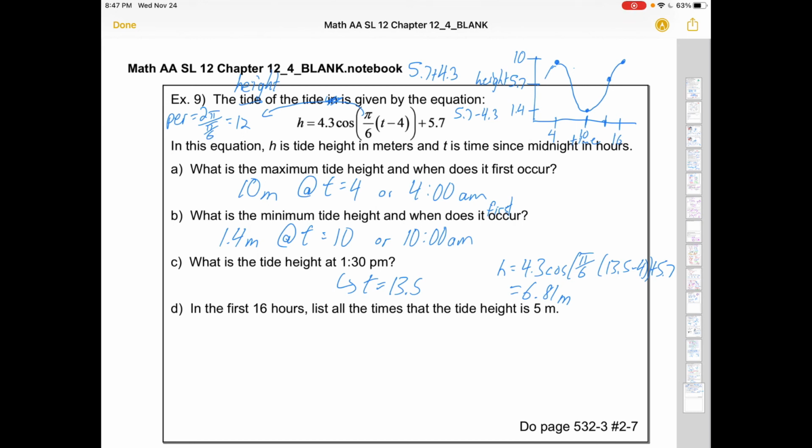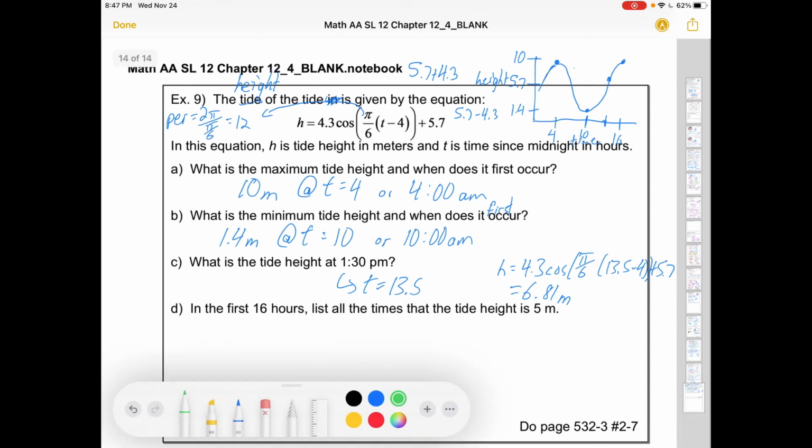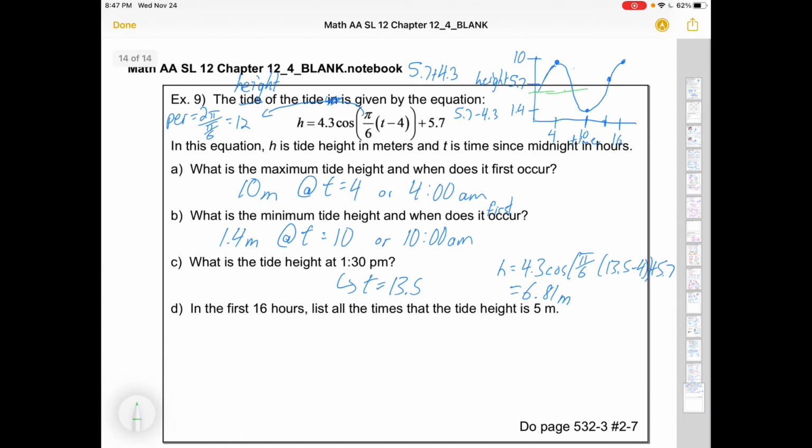All right, the next question is, in the first 16 hours, list all the times that the height's at 5 meters. So let's think about that just graphically before we head to the GDC. If I were to figure out when all the times are when it's at 5 meters, I mean, maybe here. I'm not sure if there really is one to start with there or just after 0, but I guess we'll find out on the GDC. And so essentially we need to solve the equation 5 equals 4.3 cos of pi over 6 (t minus 4) plus 5.7. Let's head to the GDC and solve that.